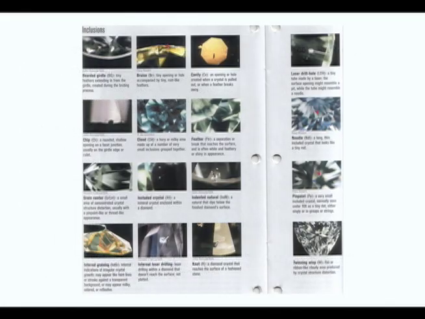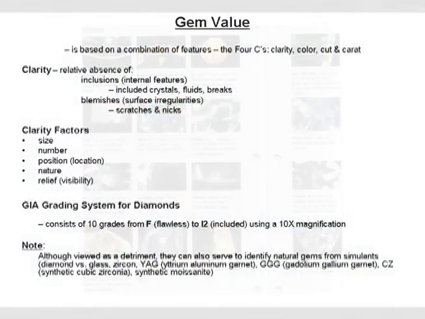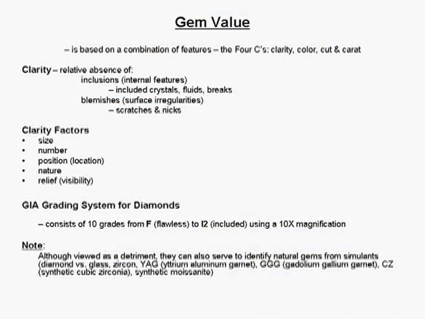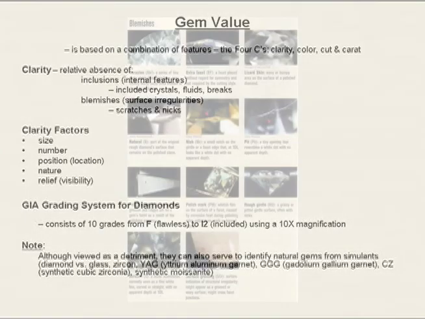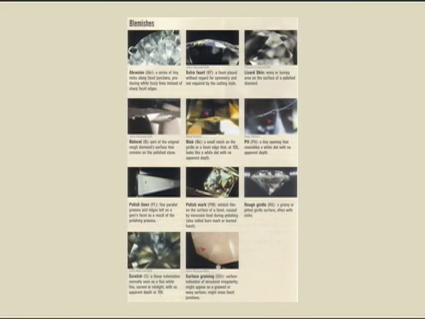If we look here, you can see all the different types of inclusions: a bearded girdle, bruise, cavity, chip, cloud, feather, included crystal, needle, laser drill hole. These are all types of inclusions. The other thing would be blemishes. These are surface irregularities, such as scratches and nicks. And here we see a whole list of various surface irregularities: abrasions, extra facet, lizard skin, natural nick. Now, if your stone has blemishes, those are easy to remove by repolishing. But if you have inclusions, those are difficult to remove. In fact, many times they can't be.